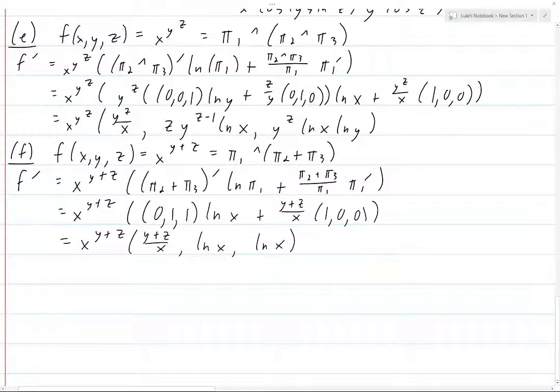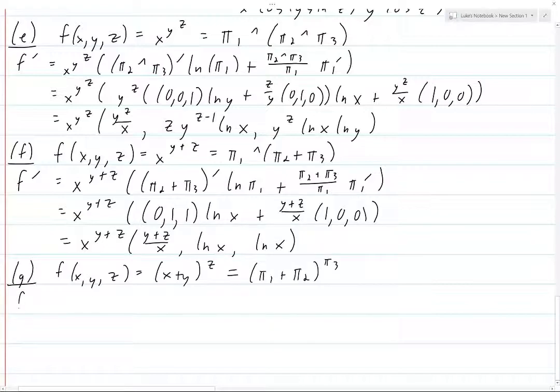Alright, so that's nice. This next one, that took 4 lines. This will probably take 4 lines as well. We have g. Will it take 4 lines? We'll see. So this is f of x, y, z, similar, but except it's not. It's x plus y to the z, which is pi 1 plus pi 2 to the power of pi 3. So f prime is going to be x plus y to the z. Of course, we keep that on the outside. And we take pi 3 prime times natural log of pi 1 plus pi 2 plus pi 3 over pi 1 plus pi 2 times pi 1 plus pi 2 prime.